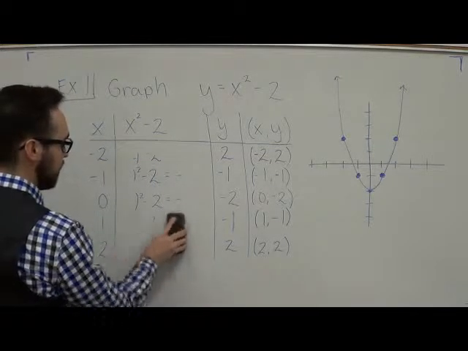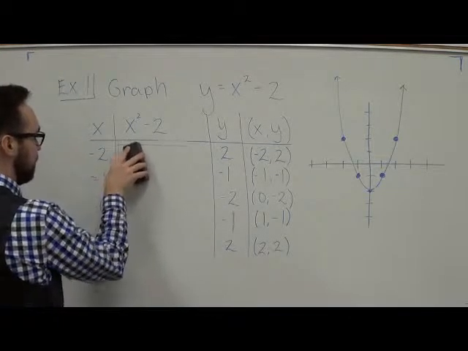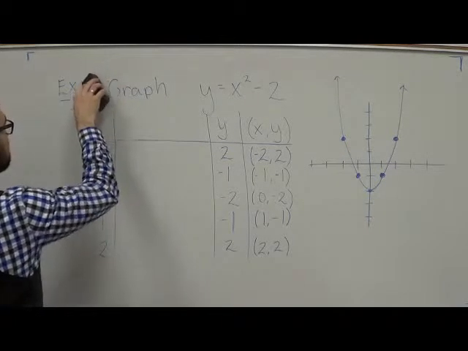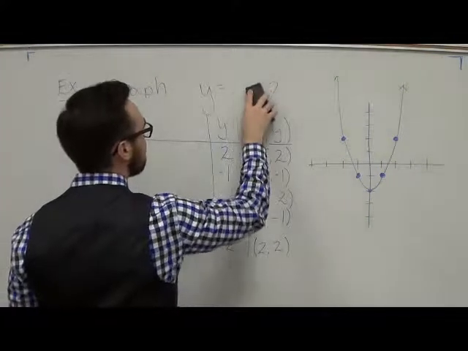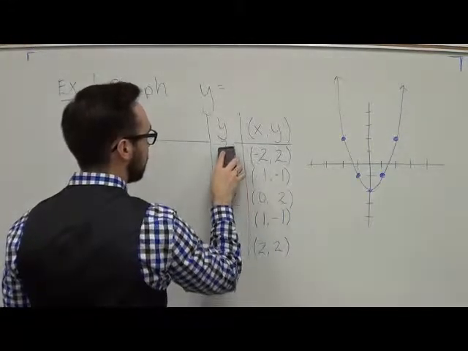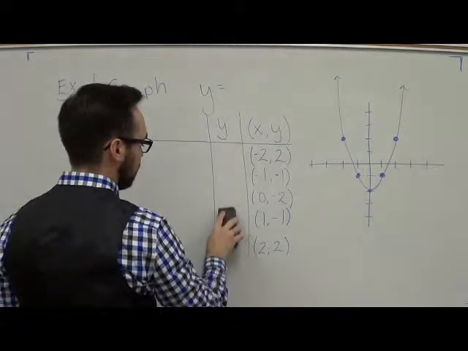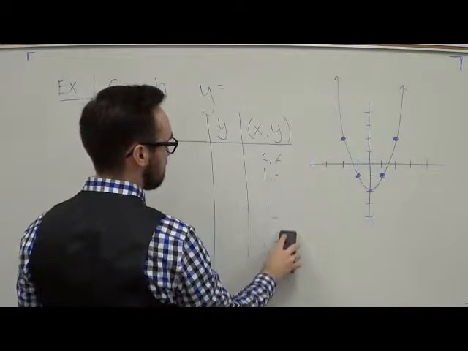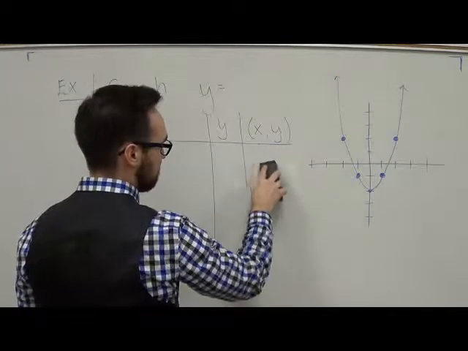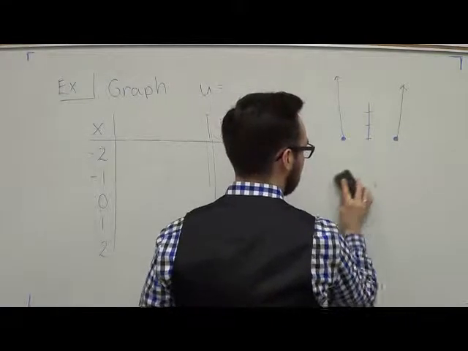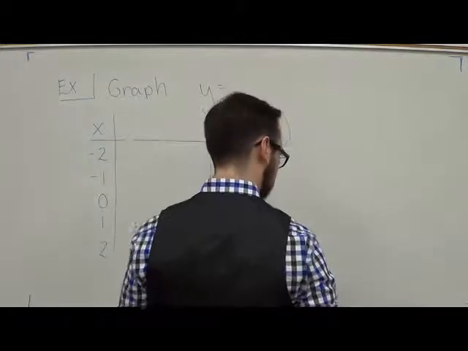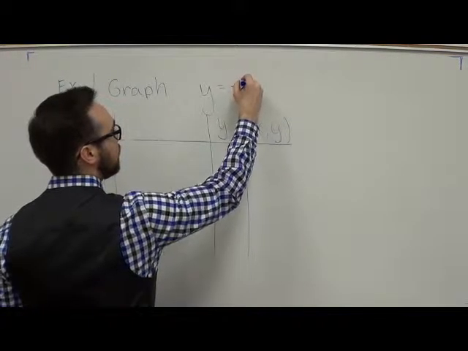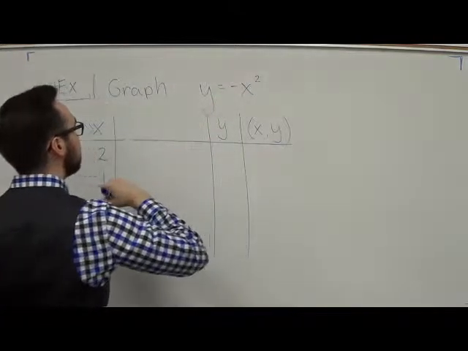So you'll need to redraw the table. I'm going to keep my table. We're just going to put a new equation in here. So all of this will stay. Some of this will stay the same. Now redraw the graph. Alright, so this time our equation is just going to be a negative x squared.